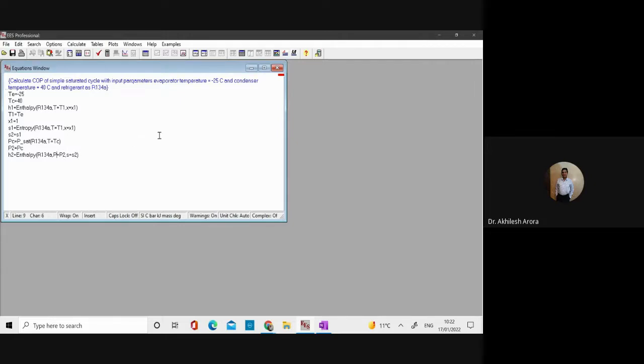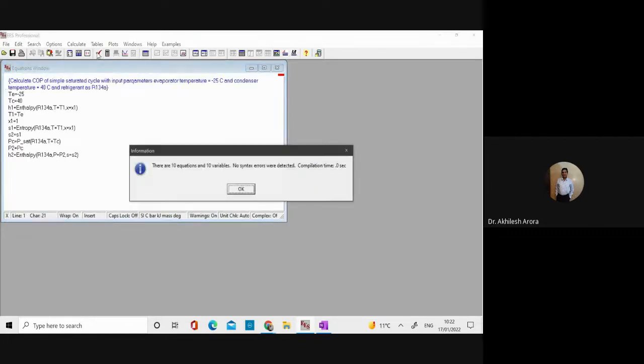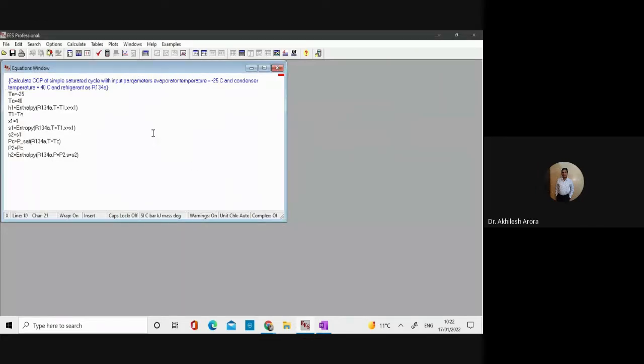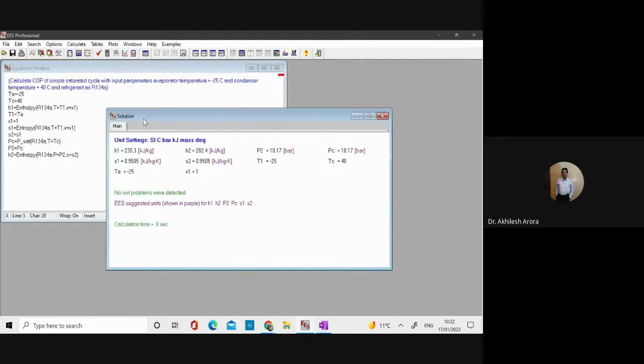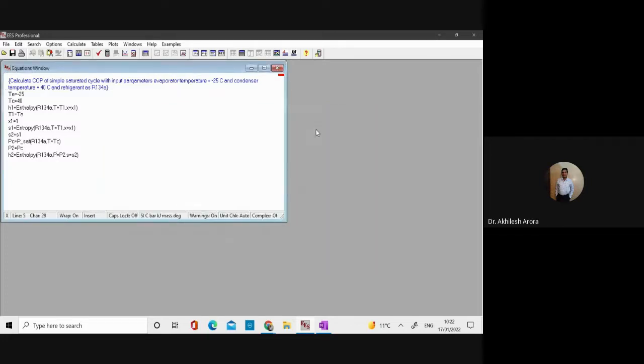So do you think that we will be able to get the answer? First of all, let us see it here. 10 equations, 10 variables. And you can see it here. Let us solve it. So it is 282.4. We were able to solve it. Okay, we have the enthalpy now.